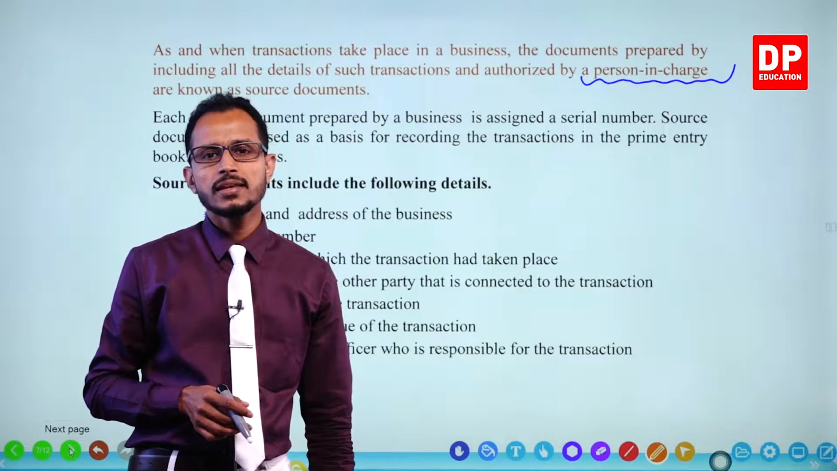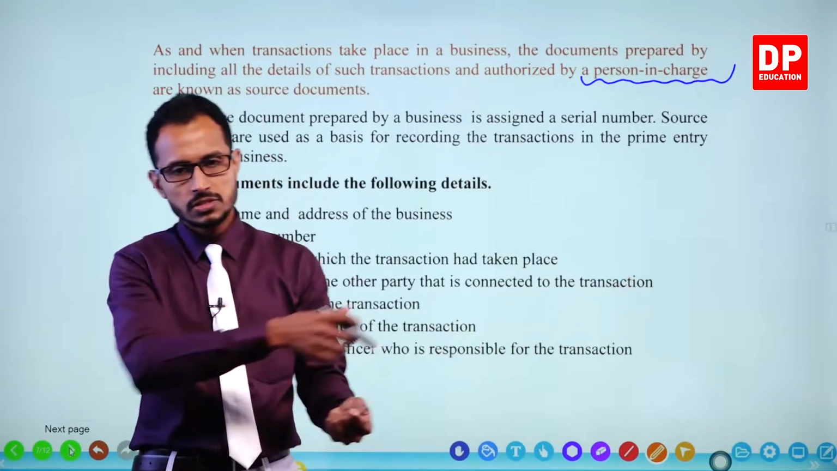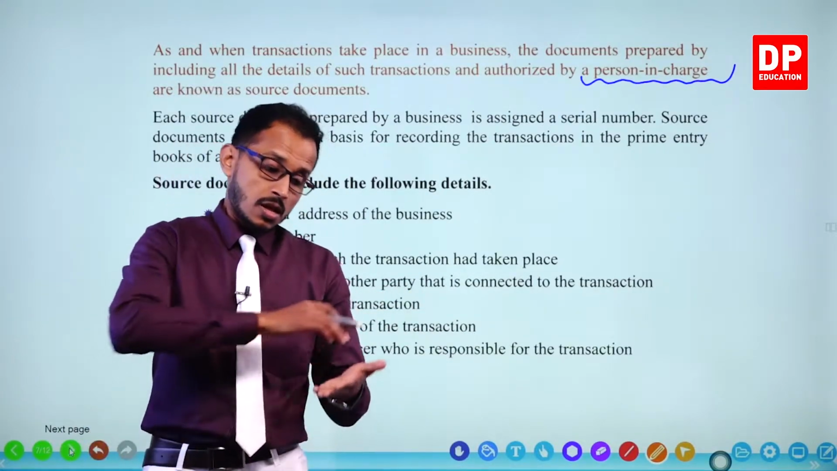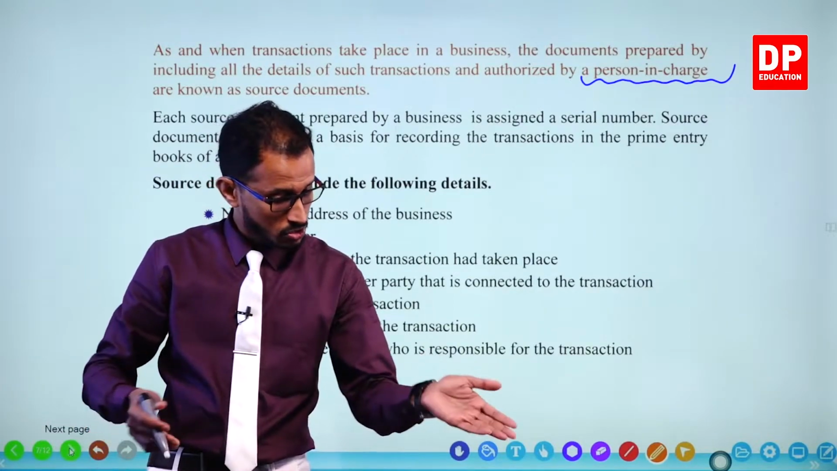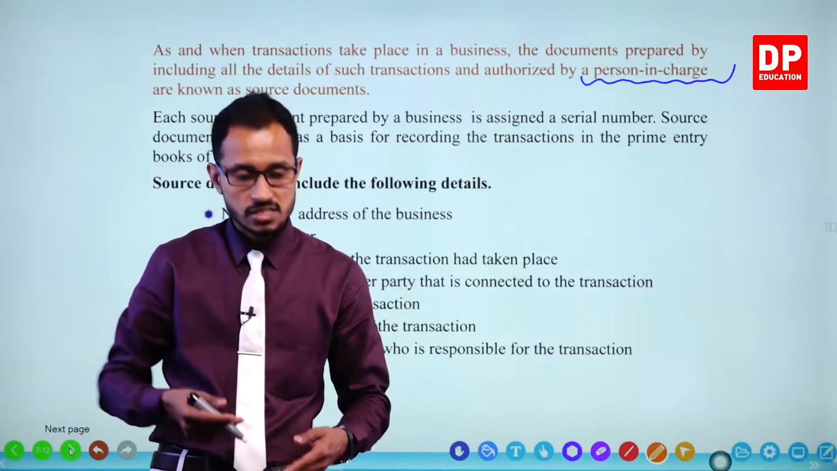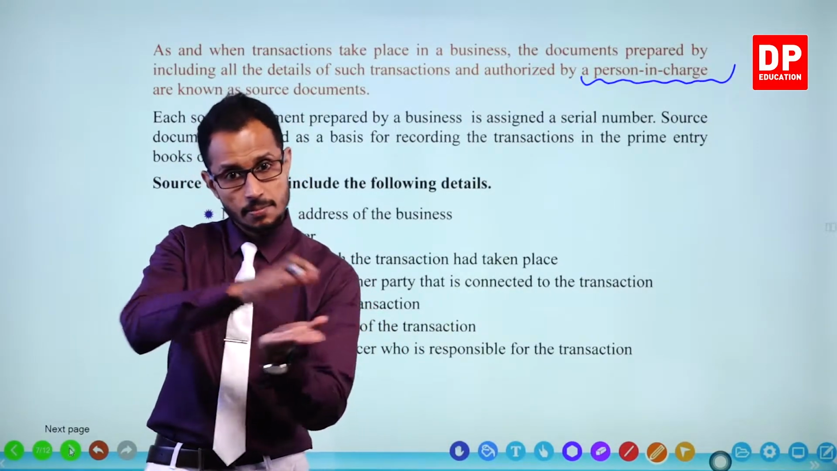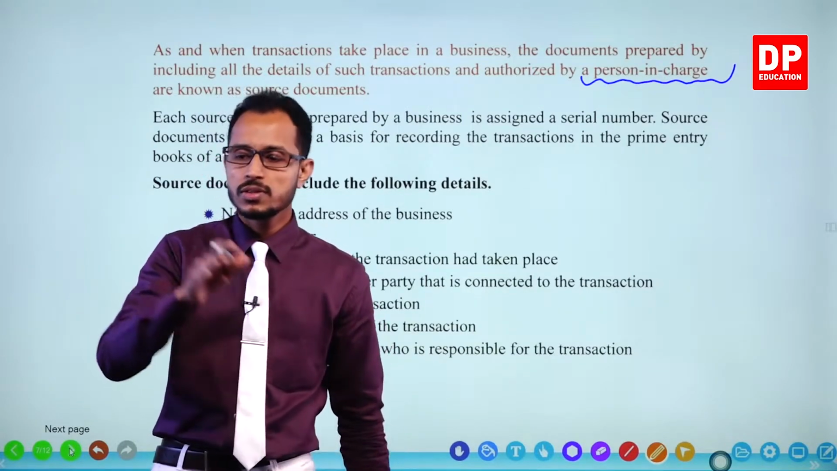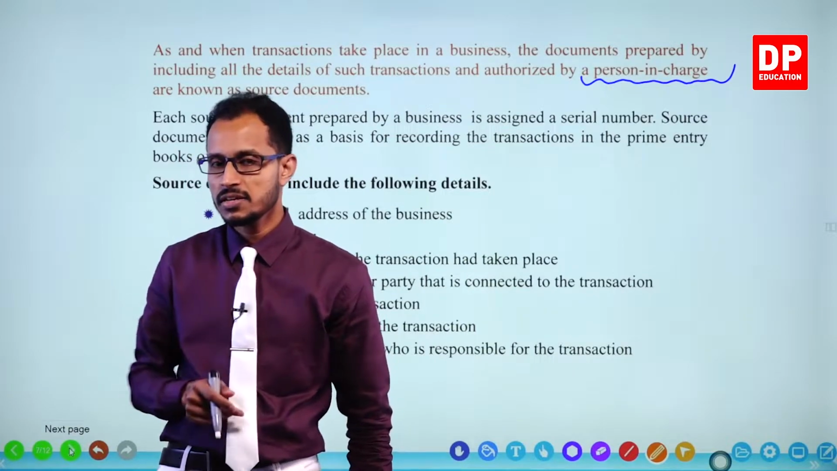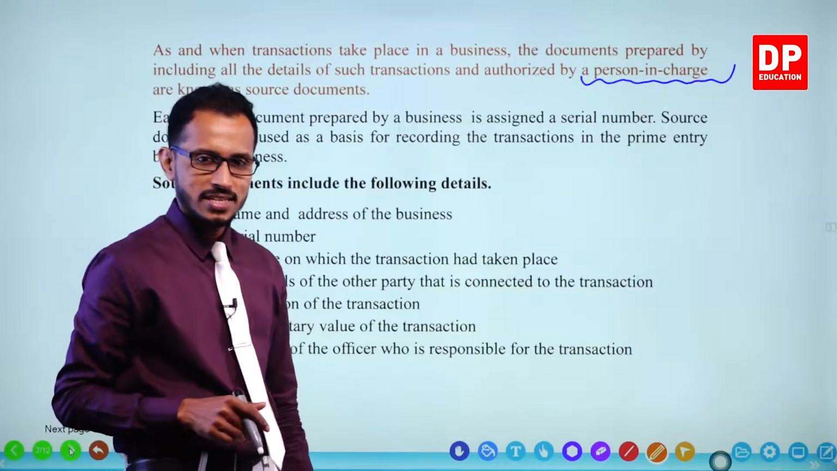Then the bookkeeper can get to work. Collect all the source documents, bring them to his table or her table. Segregate the source documents: invoices separately, receipts separately, vouchers separately. File the source documents. Then record the source documents in the relevant prime entry books. You get it? That is the process.